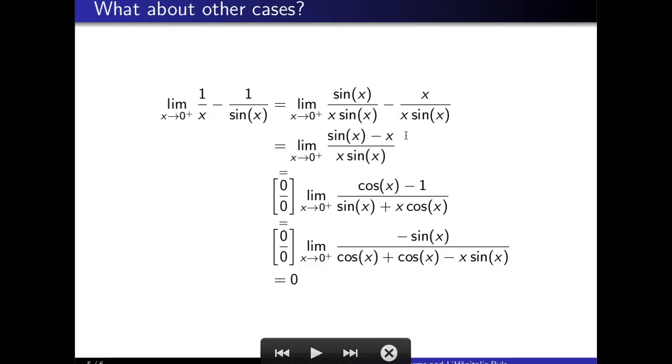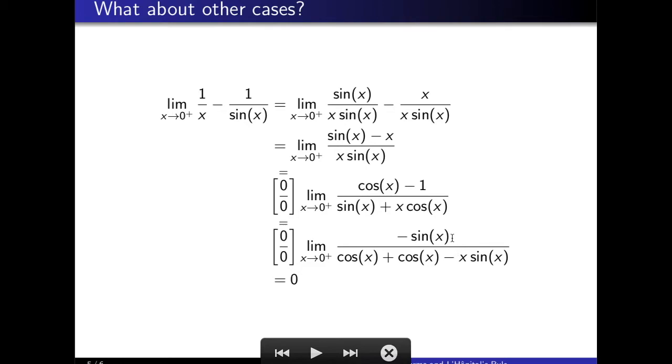So we'll apply L'Hopital's rule, take our derivatives. When we do that, we get cosine minus 1. Well, as x goes to 0, then the numerator is also going to go to 0. And our new denominator is sine of x plus x cosine of x. As x goes to 0, that's also going to 0. So we've still got something in 0 over 0 form. So we'll just do L'Hopital's rule once more.